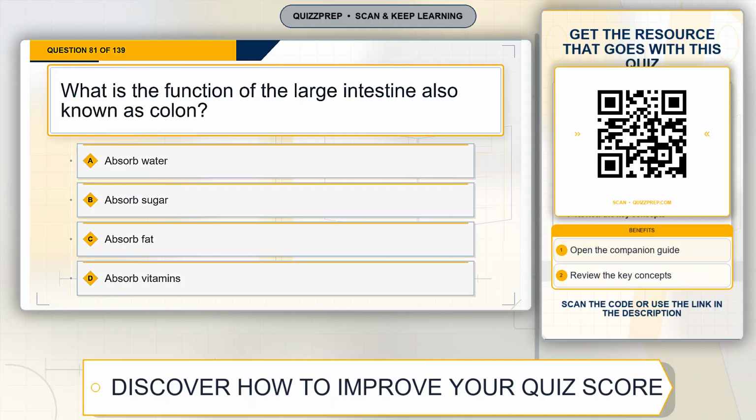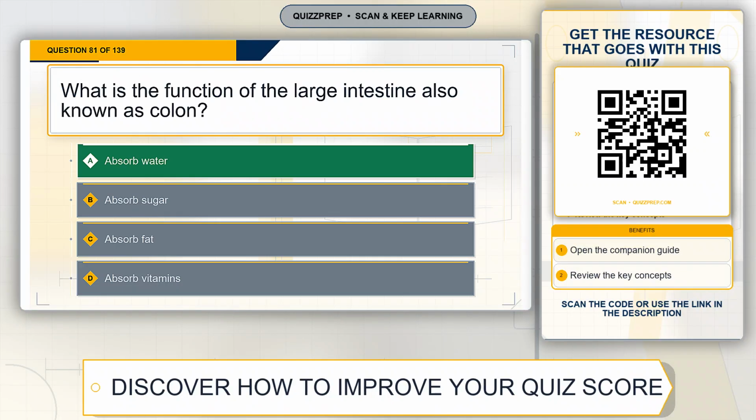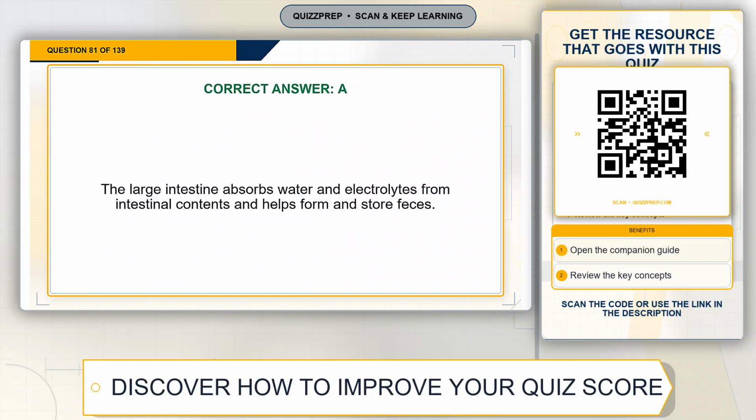Question 81. What is the function of the large intestine, also known as the colon? Option A, absorb water. Option B, absorb sugar. Option C, absorb fat. Option D, absorb vitamins. The correct answer is option A, absorb water. Explanation. The large intestine absorbs water and electrolytes from intestinal contents and helps form and store feces.